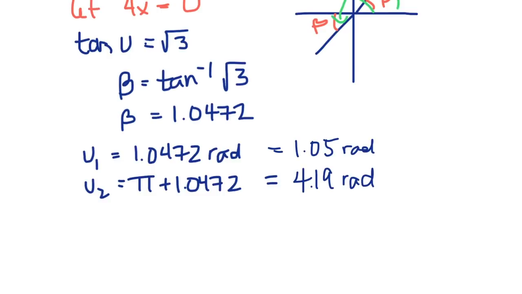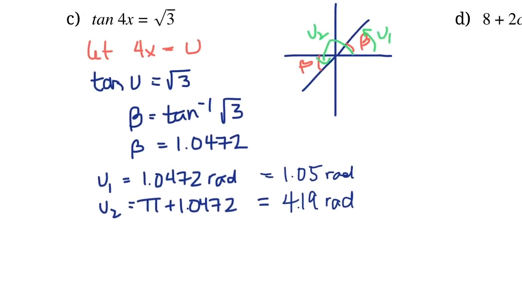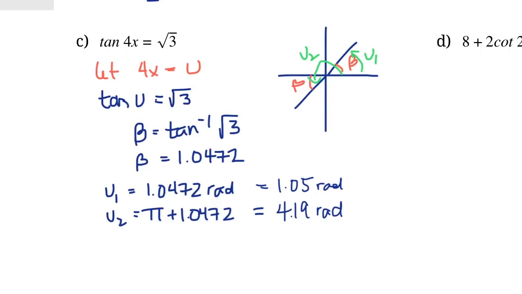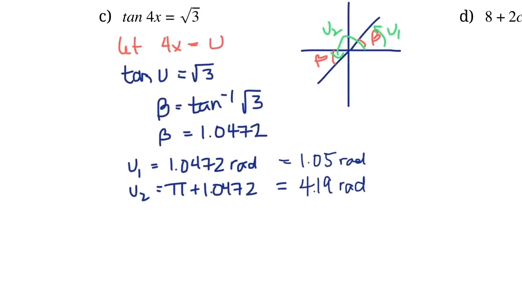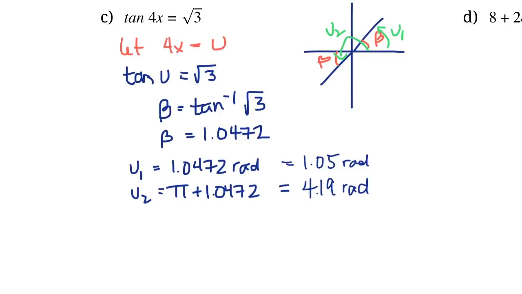So these are two answers for u. Are we done? Have we found our solutions? Well, remember, the goal of this question was not to solve for u. It was to solve for x, right? So we found two things, but we didn't actually solve for x. We solved for u. So what we can do is unsubstitute those values. We know u1 is going to equal 4 times our x1. So in order to solve for x1, it's just going to equal our u1 value divided by 4.